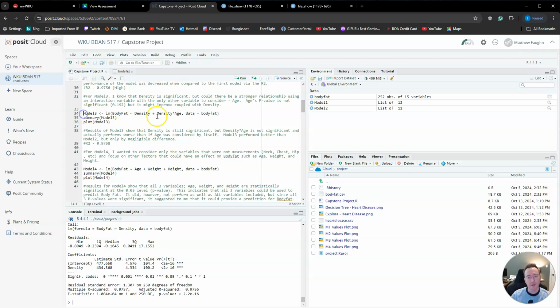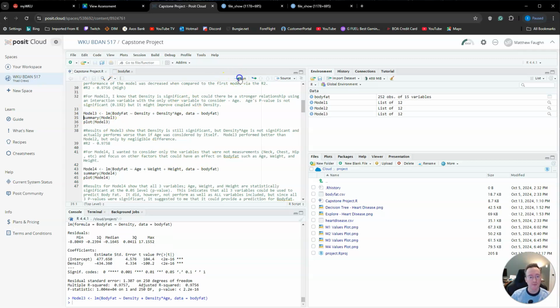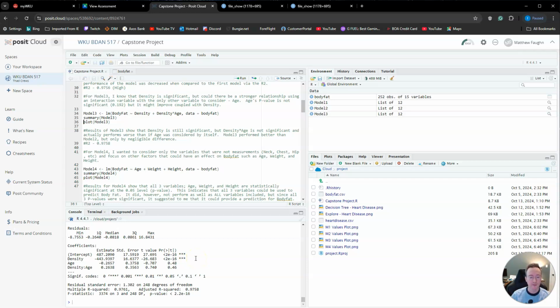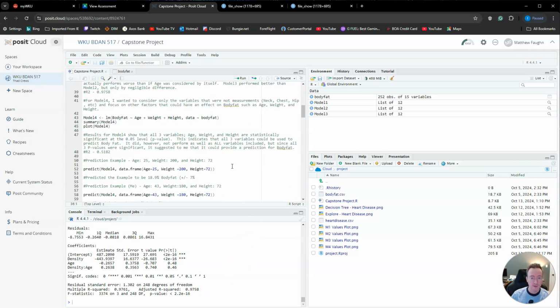So that is going to be my model 3, and running that, I can see that density remains significant at the 0.5 level, but the interaction variable, density and age, does not. It actually gets worse than previous. The adjusted R-square, using it through the model, is 0.9756, which is still very, very high. It's interesting exploring this data using the different models.